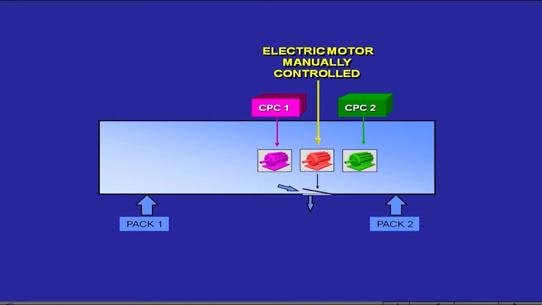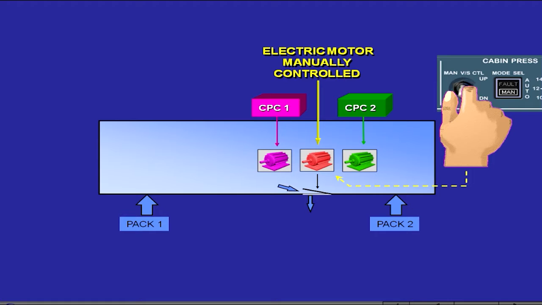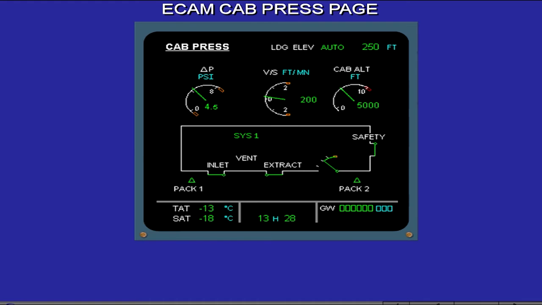A third motor is installed for use in the event of both automatic systems failing and requires a manual input to open or close the outflow valve. Let's look at the information associated with the pressurization system that is presented on the cabin pressure page.